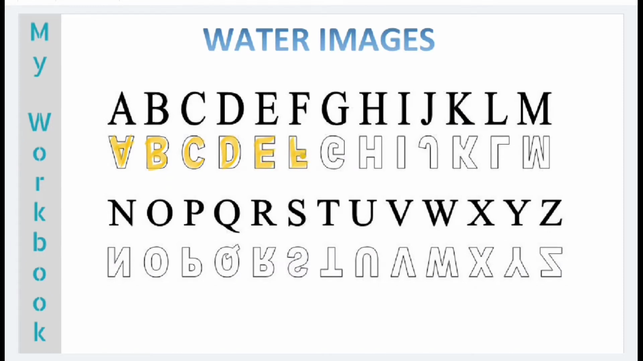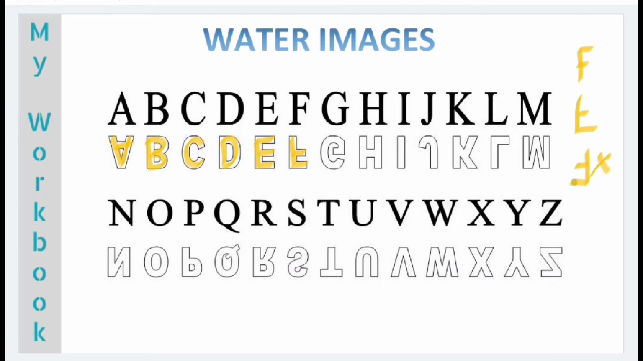Now, one important point here is that in a water image, we have to only turn the image upside down. Let's take alphabet F. Its water image will be like this. The right side of the image will again appear on the right side only. Do not turn the object right to left or left to right like this.